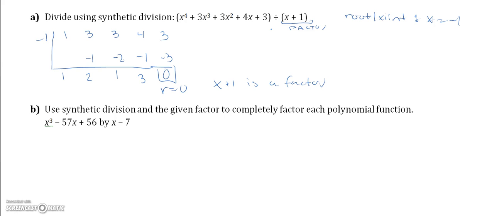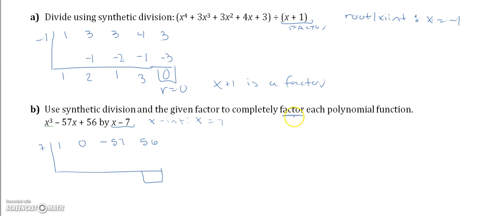For b, it says to use synthetic division, so we're going to do the same thing. The given factor is x minus 7, so the x-intercept is x equals 7, so I'm going to plug in 7 on the outside of my polynomial. I have my 1 from x cubed, there's no x squared term, so I'm going to have a 0. I have negative 57, and then I have a 56. So I'm going to do synthetic division until I get down to my remainder.